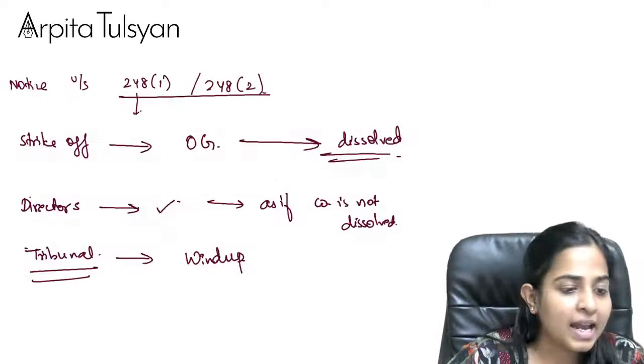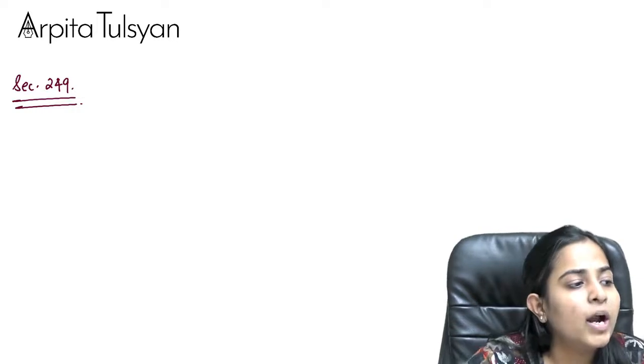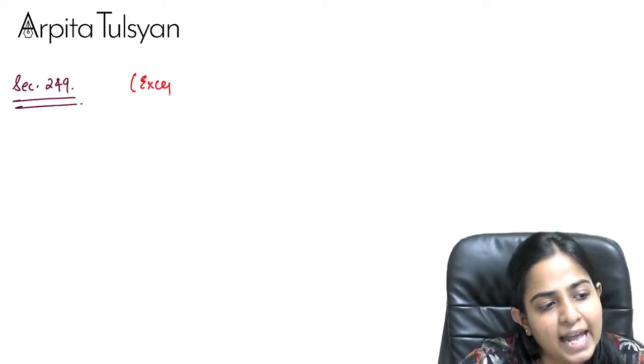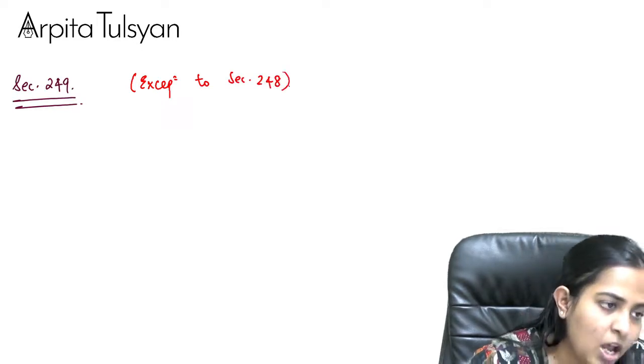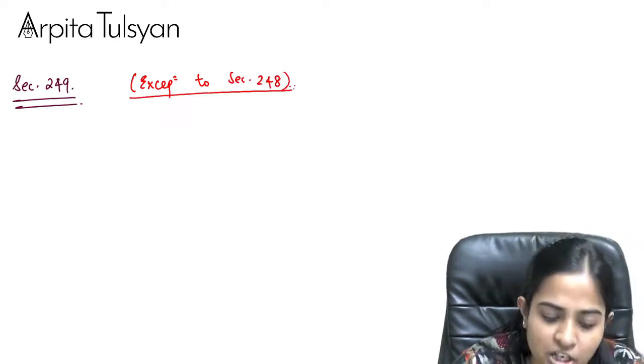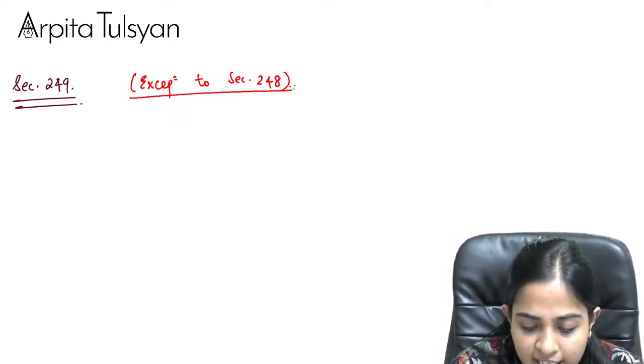Then after that, moving on to the next section, that is section number 249. Okay, 249 is basically an exception to section number 248. Now, what is this particular section telling?